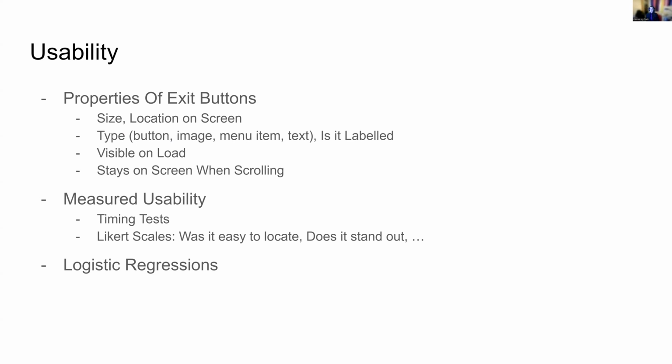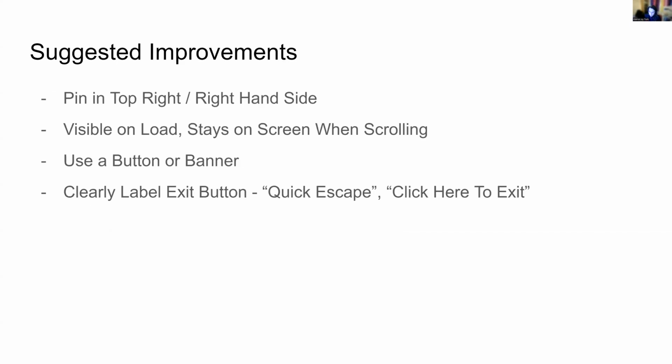And we then provided them with a questionnaire with a series of Likert scales, such as, is it easy to locate the button, and does it stand out on the web page? Which then provide both an absolute metric of how usable the site was, as well as a perceived metric of how easy you think the exit button is to use. We then provided all this data to some logistic regression models so that we could correlate the different properties of the exit buttons with either decreased time to access the exit button or improved Likert scores. What we found was consistent across all four of our logistic regression models.